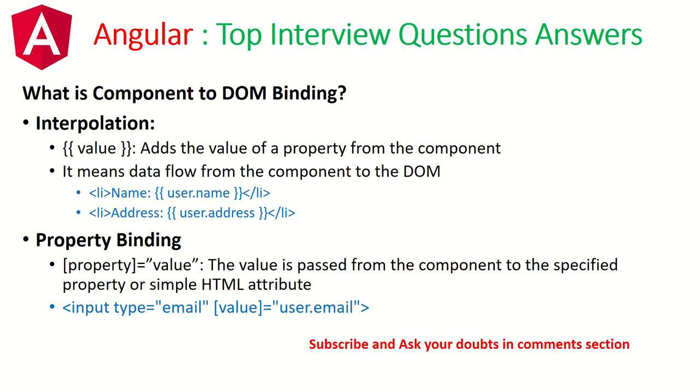Similarly, we have something called property binding. In the previous interpolation, it would just put the value, but not the properties. So we can also put properties, with something like input type equal to email. And here I'm setting a property, which is value equal to user.email. So in your component, when you have a value of user.email, that will get mapped to the value attribute. So this is called component to DOM binding. Or in other words, you can be asked what is interpolation and what is property binding. So go through this really well. Ask me if you have any doubts. I'll give you more examples in the comments.